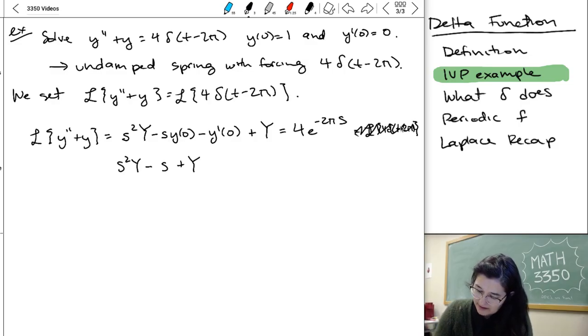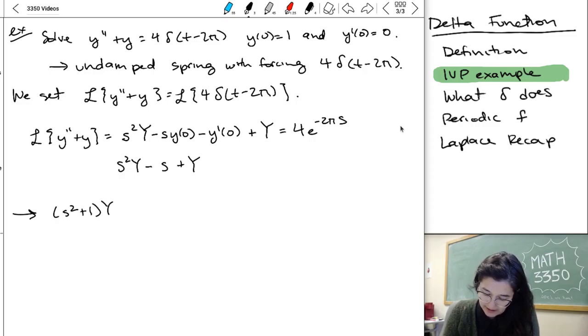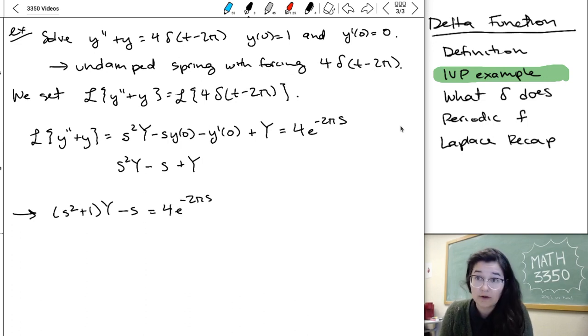I wonder if I can make the scribble work intentionally. Yeah, okay. Great. So once those two things are equal, we can go ahead and solve for Y. So I've got that s squared plus 1 times Y minus s would be what's on the left side, equal to 4 e to minus 2 pi s on the right.